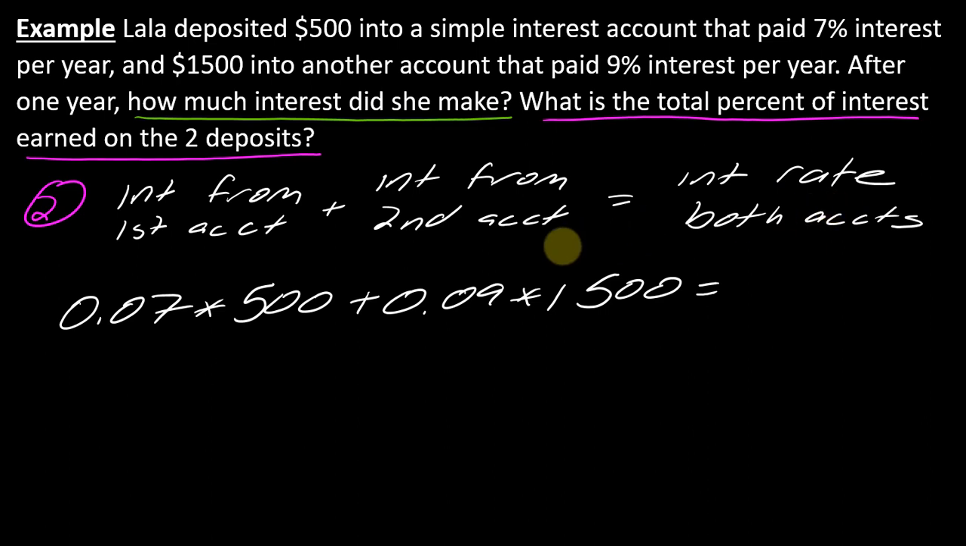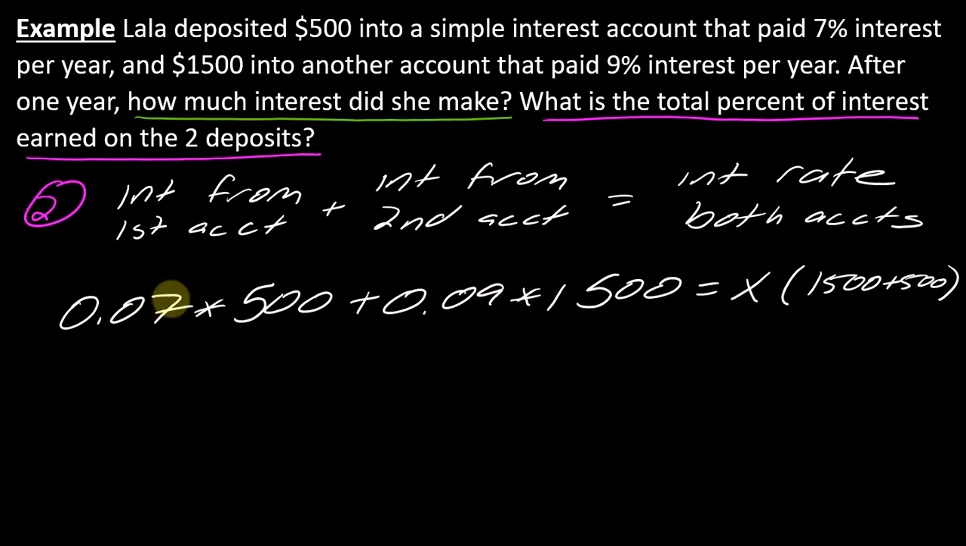Well, in this case, I really want to think about this just like interest. So I want to think about this as some mysterious rate that I don't know. So we'll call that rate X. And that's going to be X times the total amount of money. So that's how I get to both accounts. So I'm going to take this 1,500 and this 500. So there's how I can figure out the interest from both accounts.